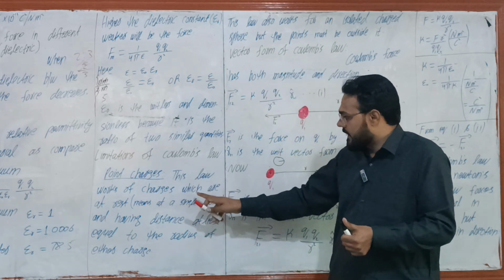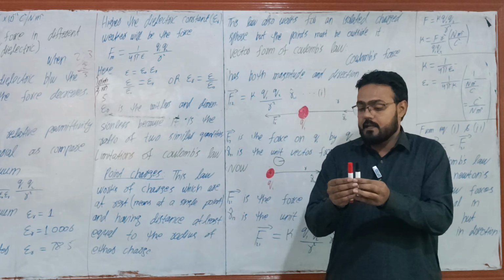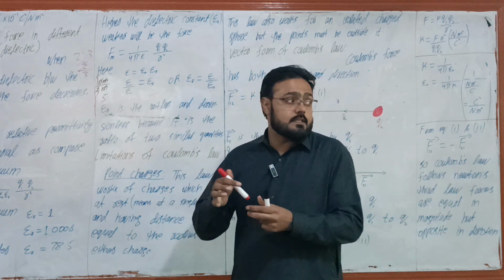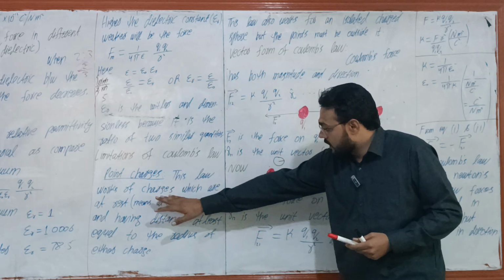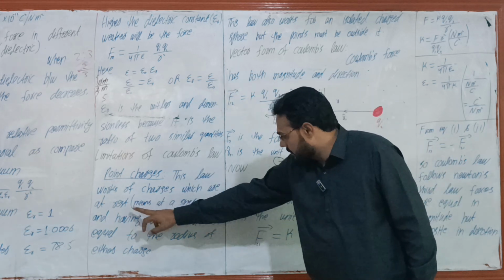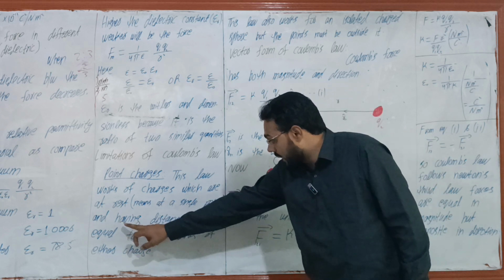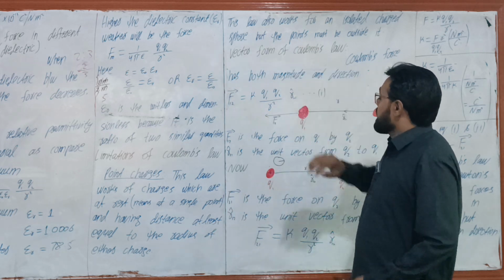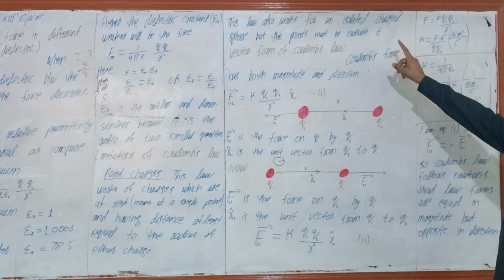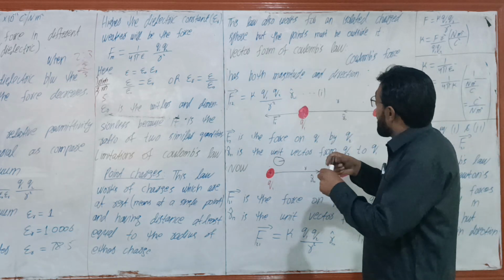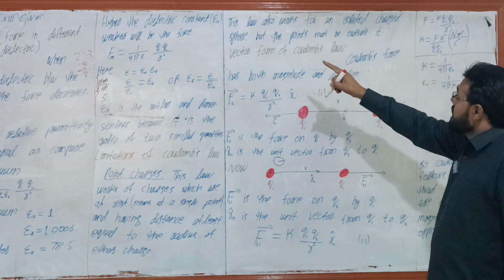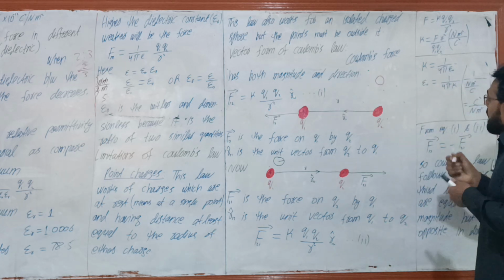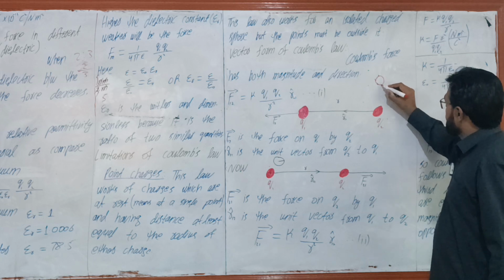First thing, charge must be at rest. Second thing, there must be a distance equal to the radius of either charge. And charge must be concentrated at the center. This law works for charges which are at rest, meaning at a single point, and having a distance at least equal to the radius of either charge. And this law also works for the isolated sphere. Now it's an isolated sphere having charges on its surface.